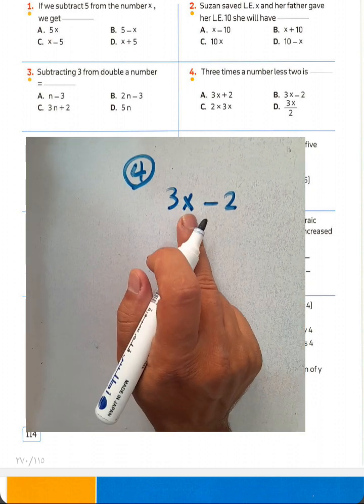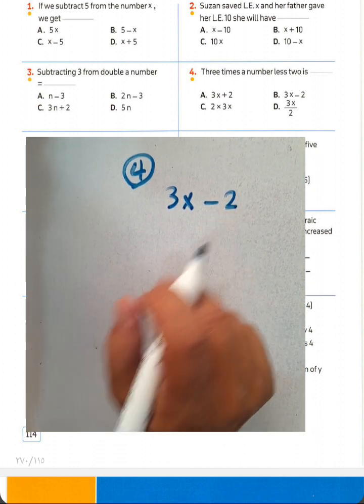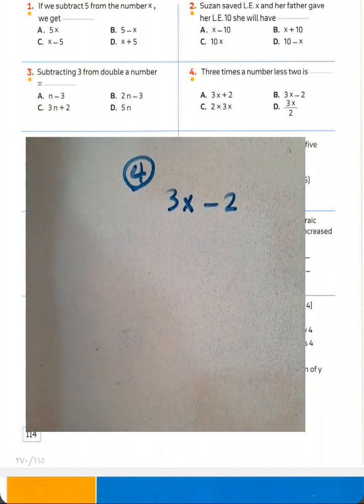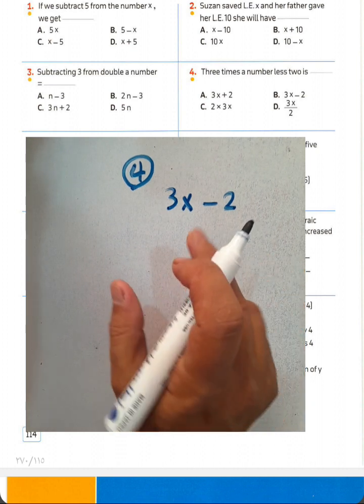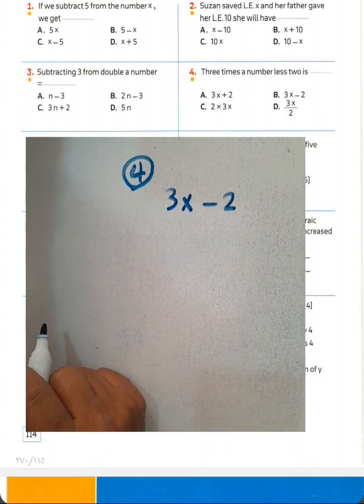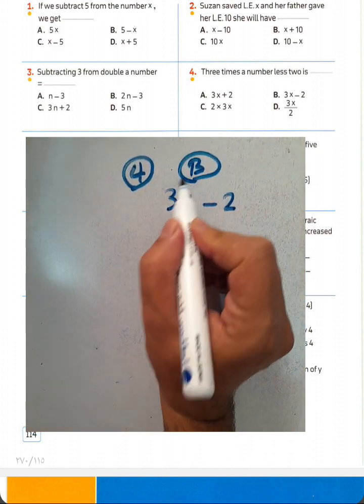Again, 3 times the number less 2. We can write here 3x minus 2. If he changes this word to more, you can write it differently. Understood? Question number 4. Choose letter B.